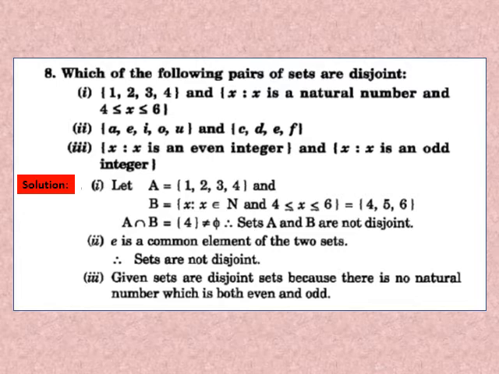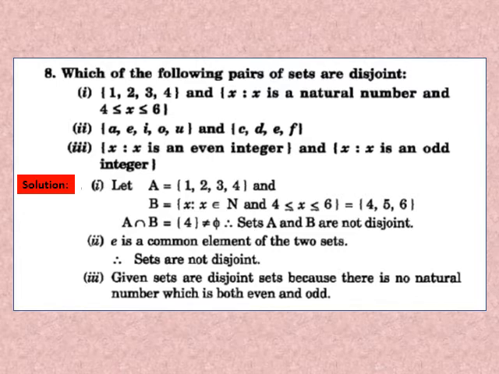Clear? So first we have {1, 2, 3, 4} and {x such that x is a natural number and 4 ≤ x ≤ 6}. So A is equal to {1, 2, 3, 4}. The second set will be what? {4, 5, 6}. Now, is there anything common between these two? Yes, 4. So A intersection B becomes the set {4}, which is not equal to the empty set, therefore they are not disjoint.